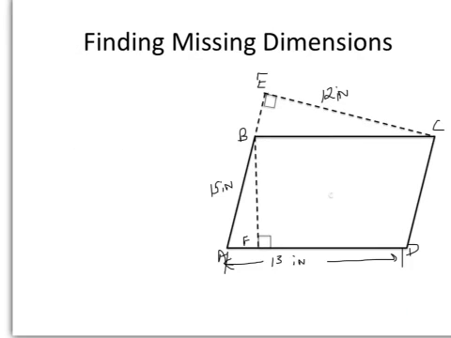So here we want to find some missing dimensions. The missing dimension we want to find is this dimension here, BF. Okay? So we can do this using area of a parallelogram. And what I'd like you to do is look at the parallelogram and see what we've got. We've got a base right here, but we don't have a height.